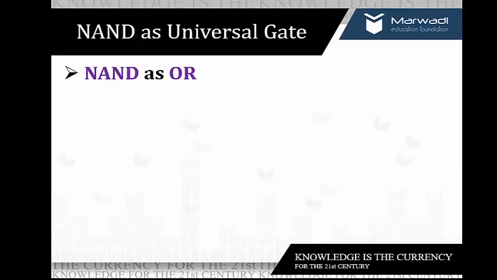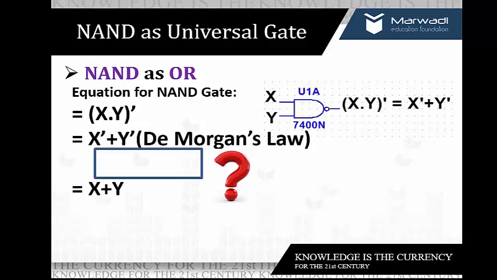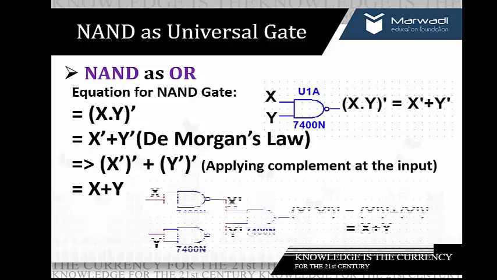Now my next portion is NAND as OR gate. We know the Boolean equation for NAND gate is (x dot y) whole complement, which is equal to x complement plus y complement as per De Morgan's law. But we need the equation in the form of x plus y, which is the Boolean expression corresponding to OR gate. So what changes shall we make in order to obtain x plus y instead of x complement plus y complement? The answer is simple.